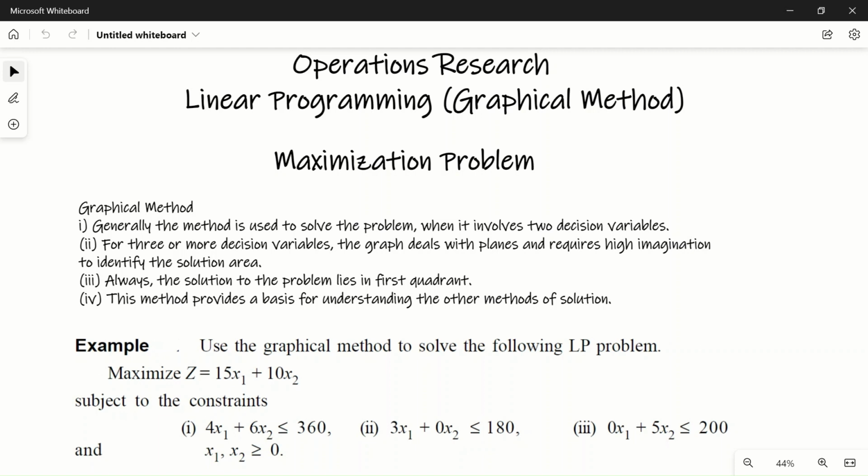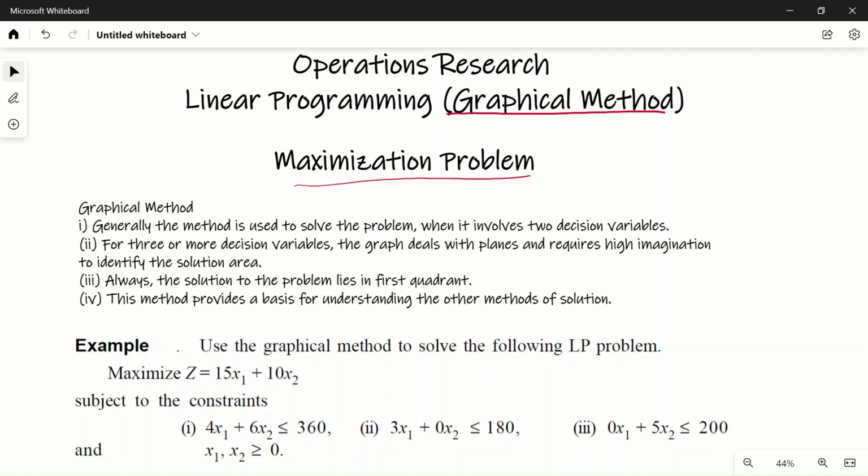So in today's video, we will continue our second lecture on operation research. Our subject today is linear programming, and we will solve a linear programming problem based on the graphical method. We will use the simplex method in our later videos. In today's video, we will use the simple graphical method to maximize a problem.